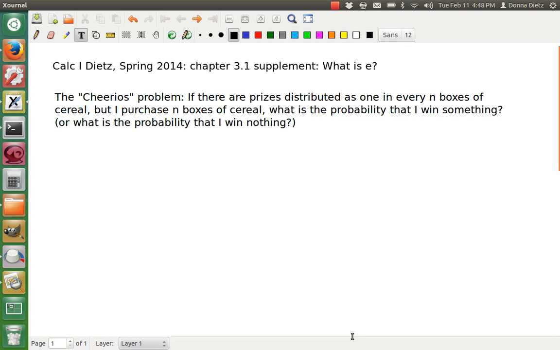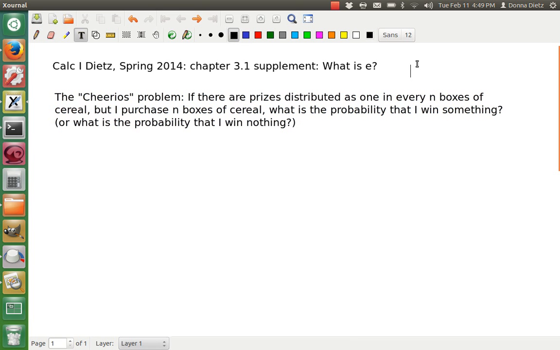So this is a question that in class I called the Cheerios problem because the cereal was Cheerios. If there are prizes distributed as 1 in every n boxes of cereal, and I purchase n boxes of cereal, what's the probability that I win something, or what's the probability that I win nothing? So let's just look at this.